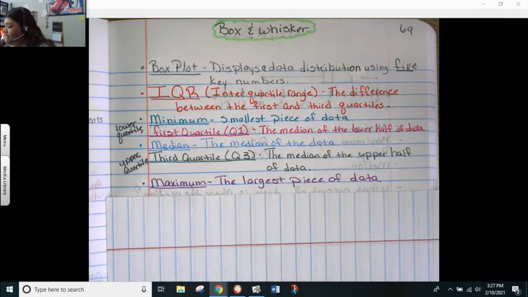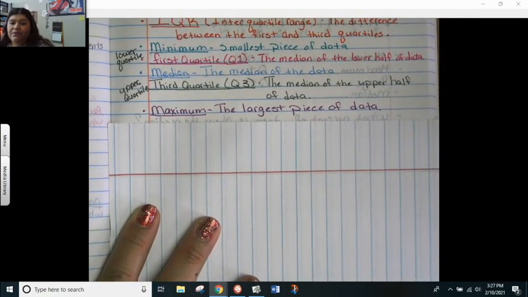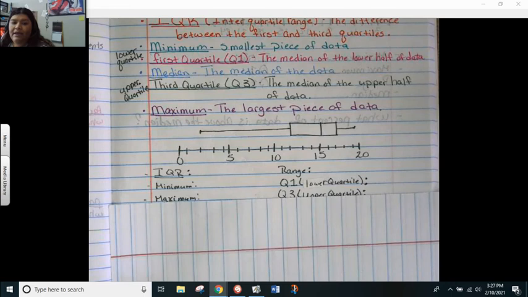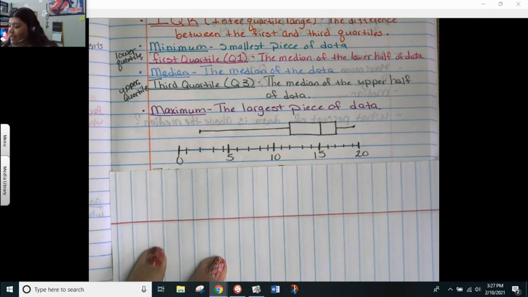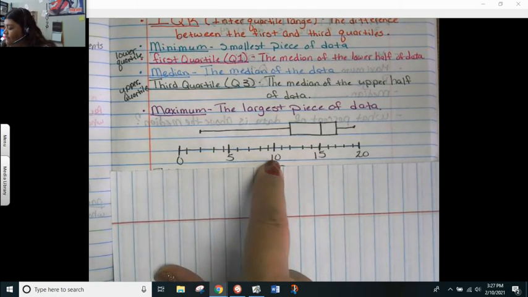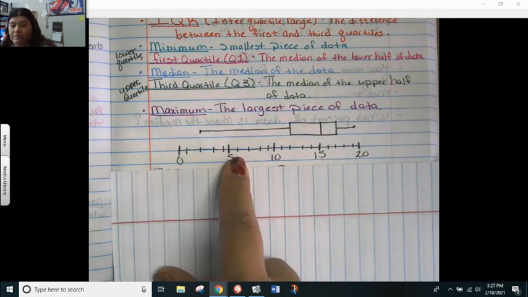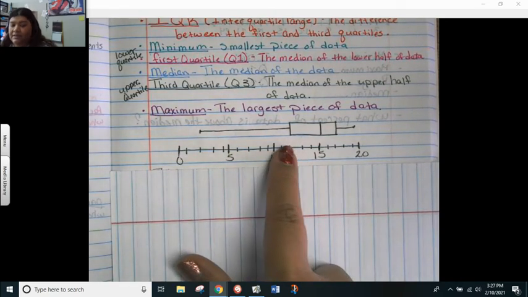So let me show you what this looks like. So let me move it here because you're going to have to know those words still. Go ahead and draw that, okay? So I have a number line going by 5, so 5, 10, 15, 20. I put the 4 dashes in between. I have a dot here. Then I have the box.